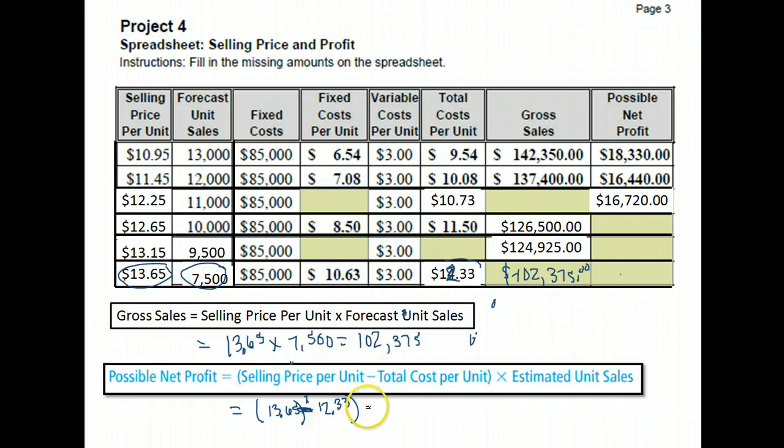And then multiply that by the number of units you're planning to sell. In this case, 7,500. Do your parentheses first. So we're going to go 13.65 minus 12.33 gives me 1.32, and then multiply by the 7,500. And when I do, I get 9,900 with one little error correction. That won't be an error on your spreadsheet, just mine that I created. Okay, so there are all of the formulas and all of the steps you'll need to complete page 3 of Project 4.